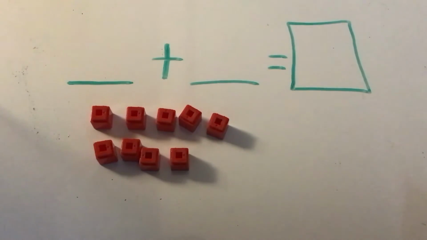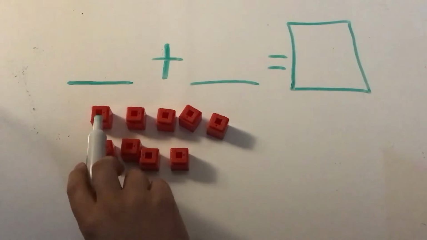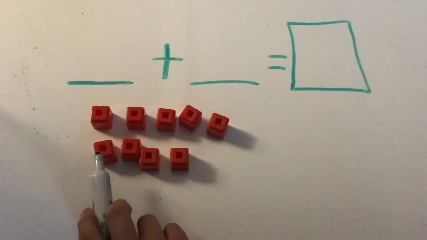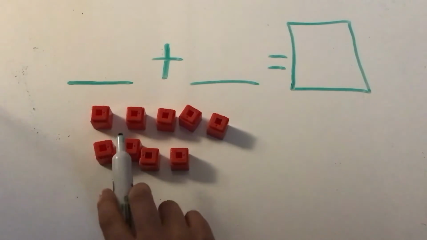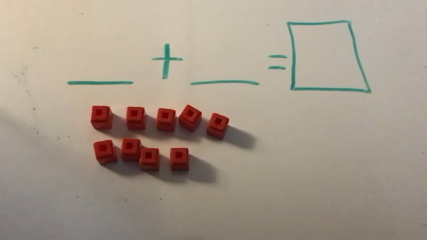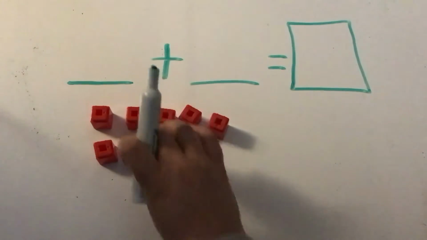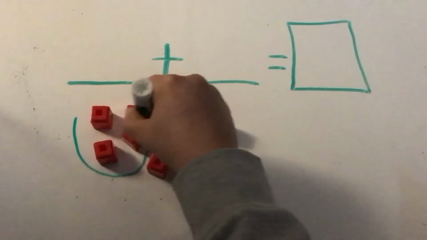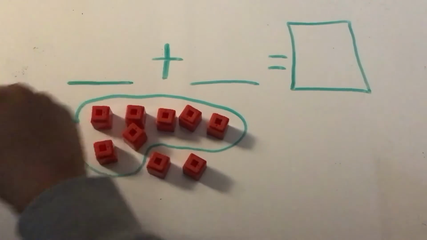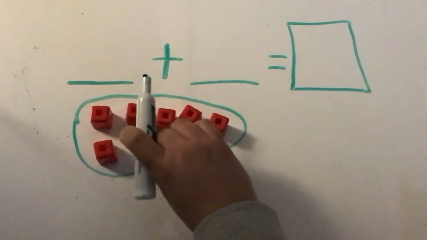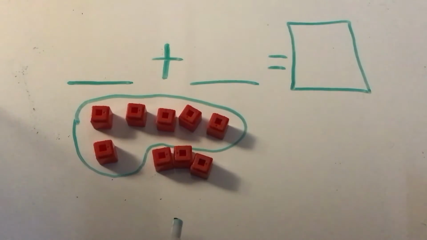How do we know that we have 9 bears all together? What can we do? We can count them all. We start with our first 6. 1, 2, 3, 4, 5, 6. And then we count on 3 more. 7, 8, 9. We added 3 more. We started with 6 bears, and then 3 more bears came to make 9 all together.